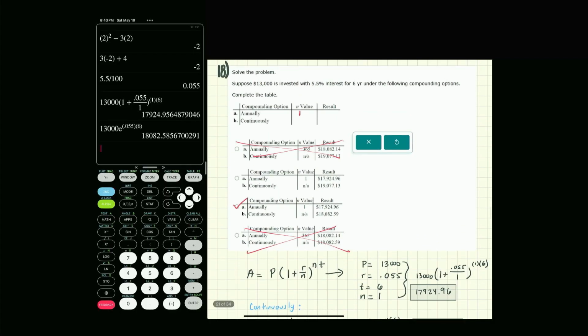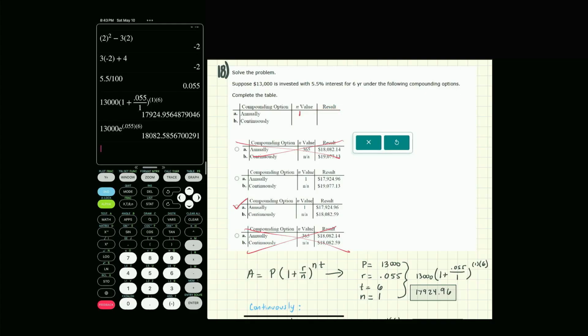So just to kind of recap, we're given these values: some money invested at some rate for 6 years, and then they're asking us for part A to calculate compounding annually. What is that N value? That's 1. And then what is the result?